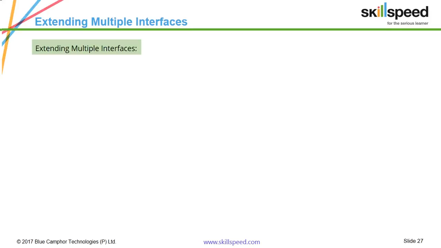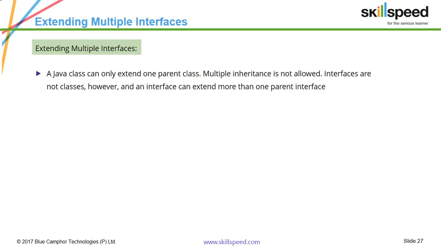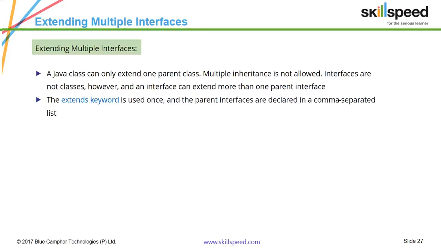Extending multiple interfaces. A Java class can only extend one parent class. Multiple inheritance is not allowed for classes. But interfaces are not classes. An interface can extend more than one parent interface. The extends keyword is used and the parent interfaces are declared in a comma separated list.